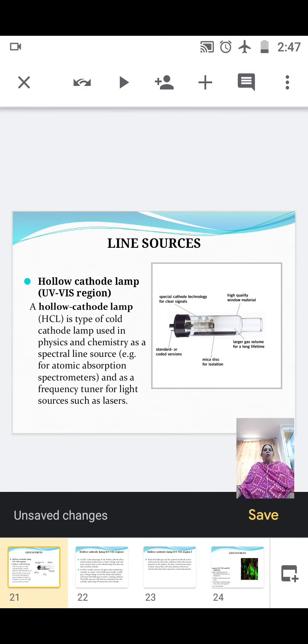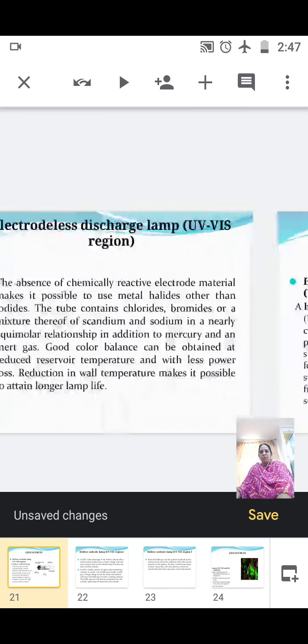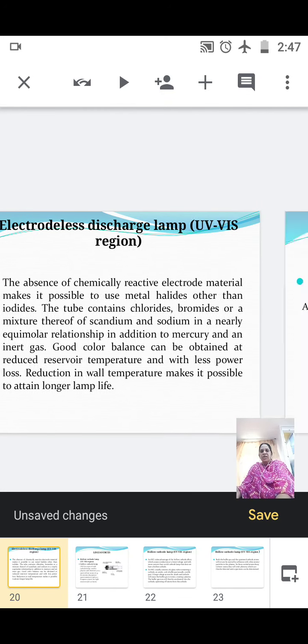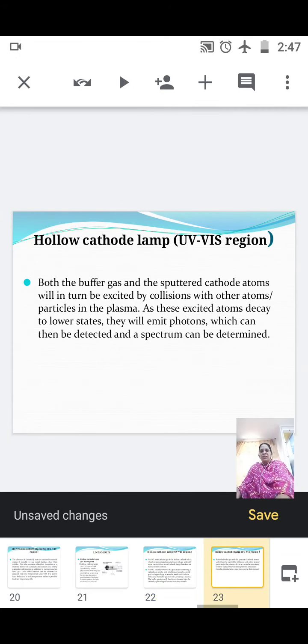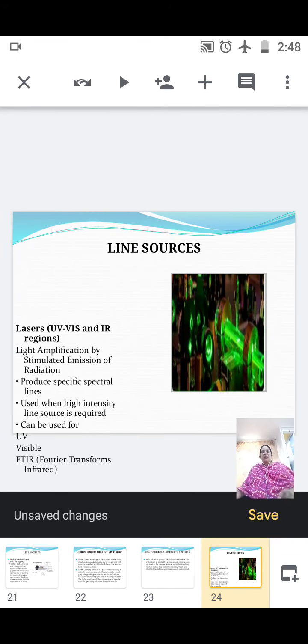That is the hollow cathode lamps we have studied. Then we have seen the electrodeless discharge lamps, and the line source hollow cathode lamps. Now we have to study the laser lamps.